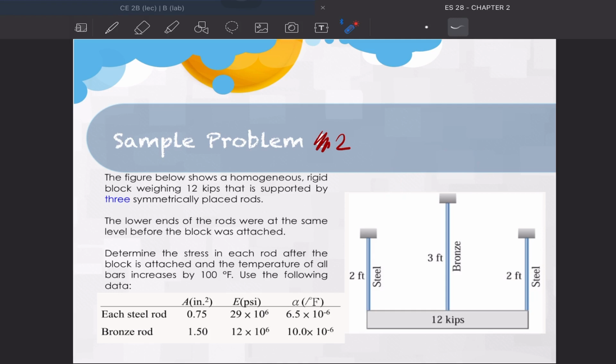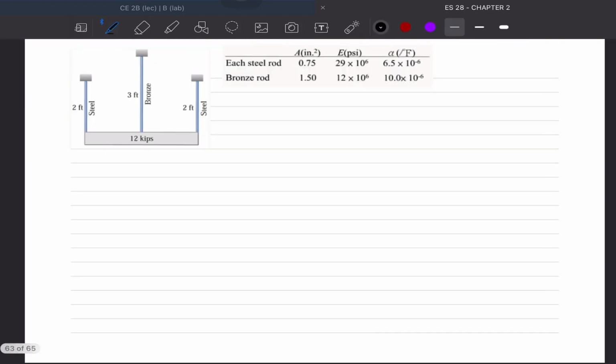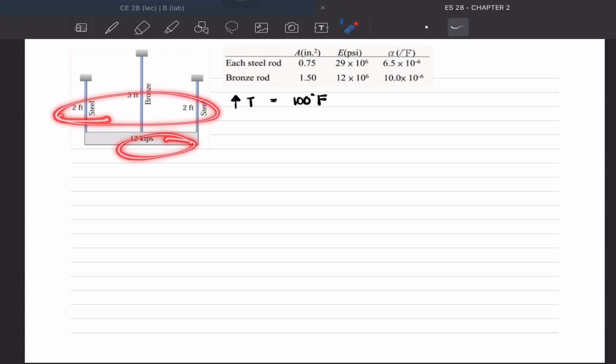So natay area, ang modulus of elasticity, ug alpha for each of the rods. So sa steel rod ug sa bronze rod. Tapos increase the temperature daw sa rods 100 degrees Fahrenheit. So from 0 to 100. Muna itong rods, muna ang iyahang kibali support. So muna nag-restrict sa iyahang pag-deform.